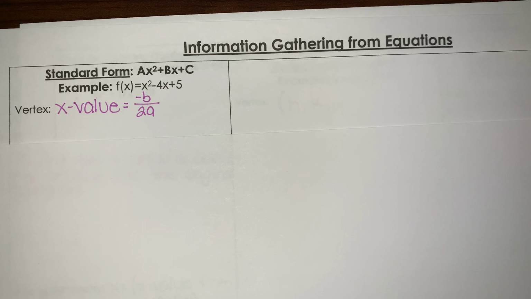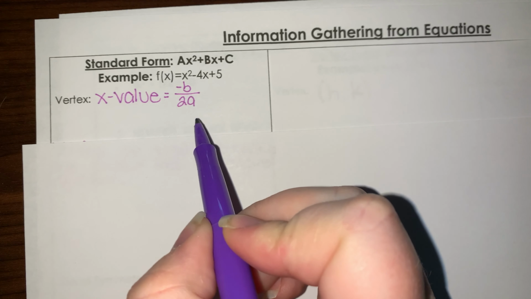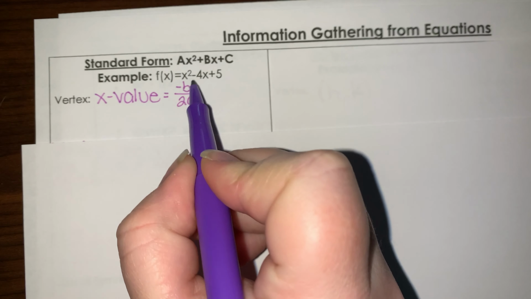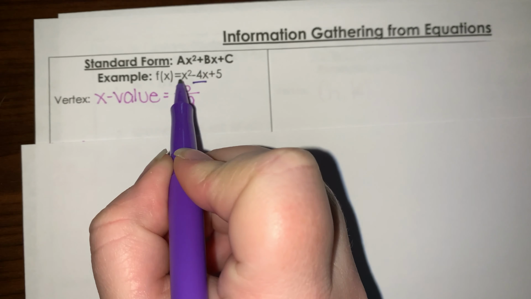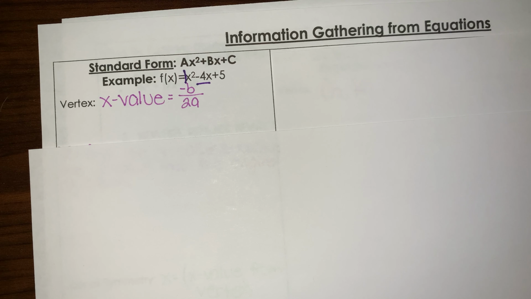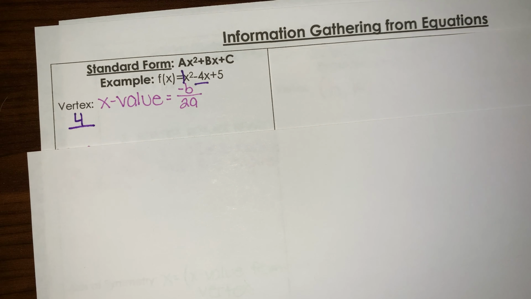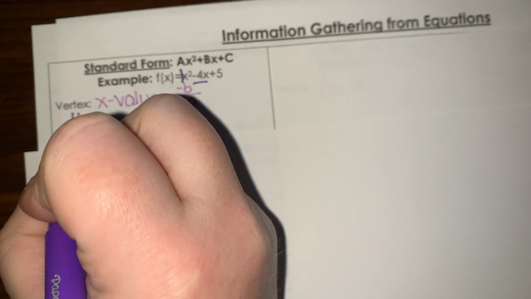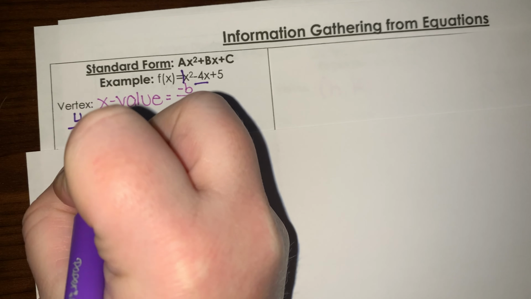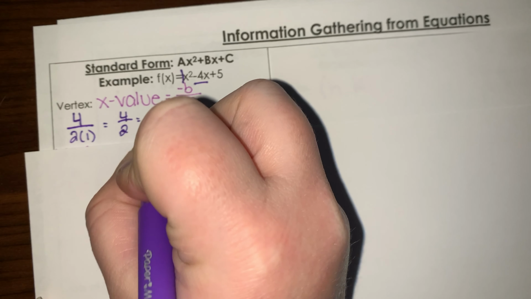Now, to find the vertex from standard form, you have to do two steps. The first thing you have to do is find the x value of the vertex. So to do this, you do negative b divided by 2a. So if we look at our example, b is negative 4 and a, although it's not technically written, is 1. So because my b is negative 4, negative b would be positive 4. So that's 4 divided by 2 times a. So 2 times 1, which is 4 divided by 2, which equals 2.